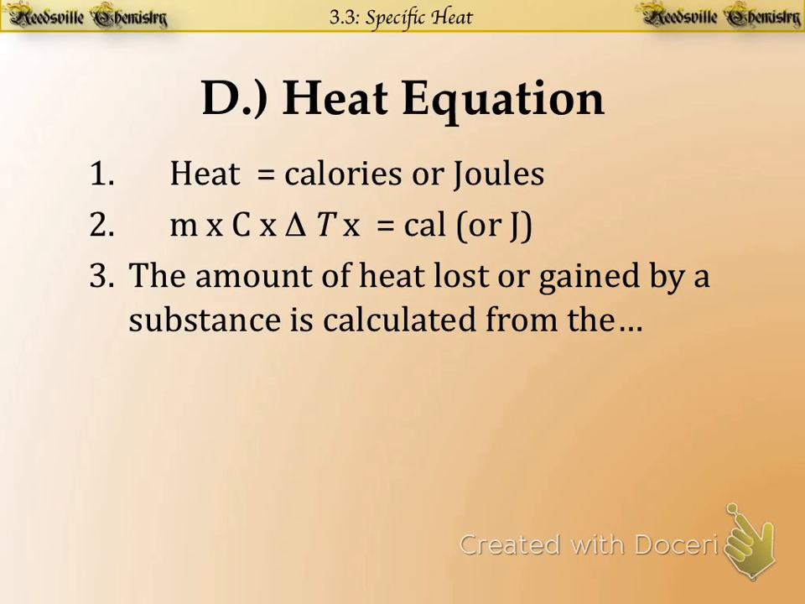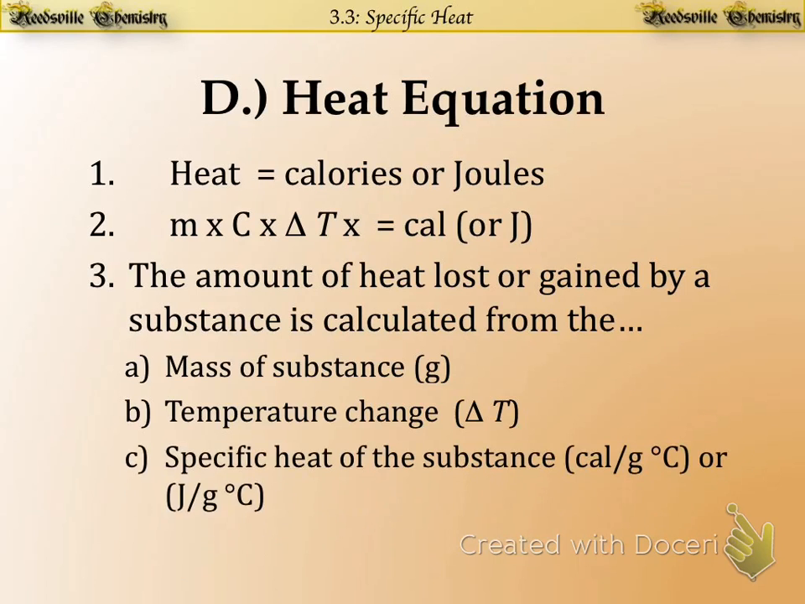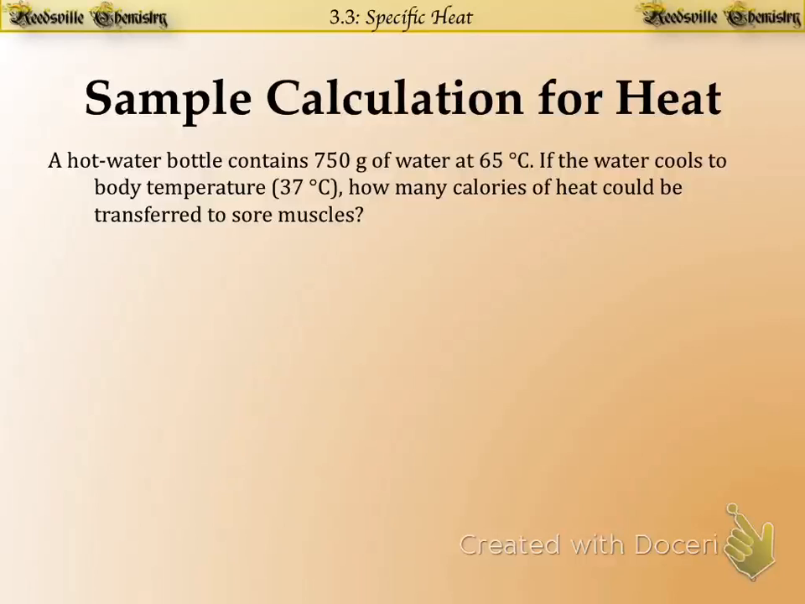The amount of heat lost or gained by a substance is calculated from three things: the mass of the substance, notice in grams please; the temperature change, delta T, and that temperature change is going to be degrees Celsius or Kelvin. Either of those two will work just fine. Degrees Fahrenheit will not. Don't use it. And letter C, the specific heat of the substance. The units for specific heat are kind of big, as I showed on the previous slide. Again, calories per gram degree Celsius or joules per gram degree Celsius: the amount of energy needed to heat up 1 gram of substance 1 degree Celsius. All right, so that's our equation. Let's do some work with it now.